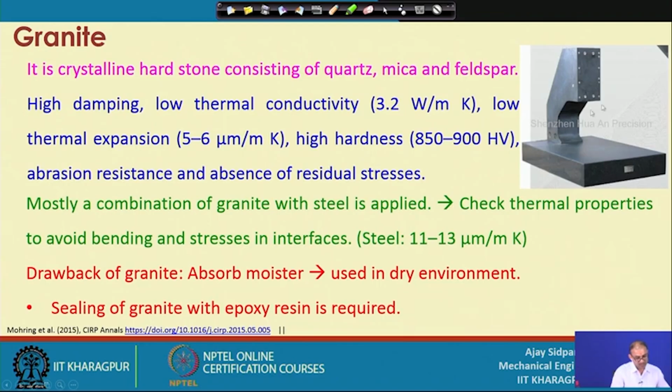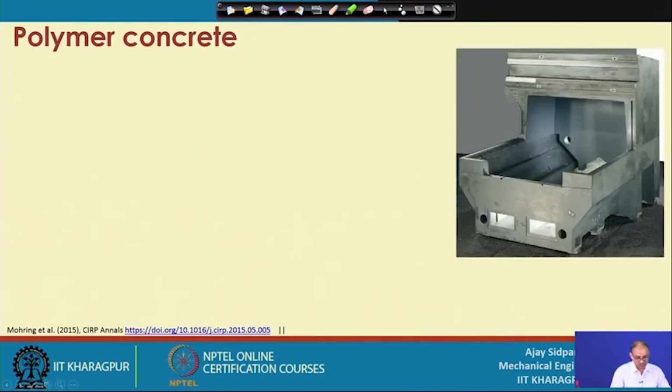So, once you make this component, you provide the epoxy resin. Then moisture will not come into contact with the granite, and you can keep this particular structure safe against high moisture. Then another material is polymer concrete. So, this is the complete structure, one of the structures by which you can make a monolithic structure.